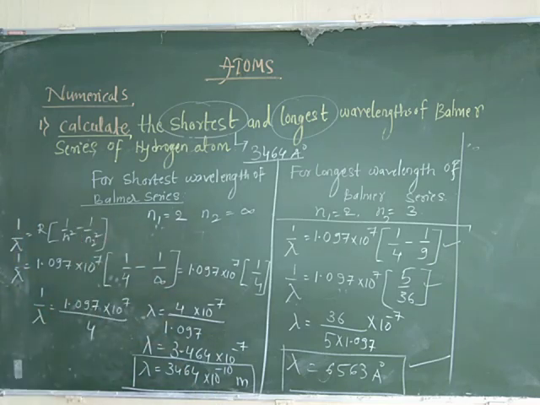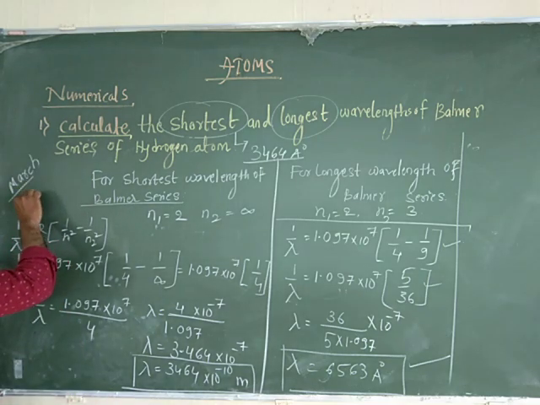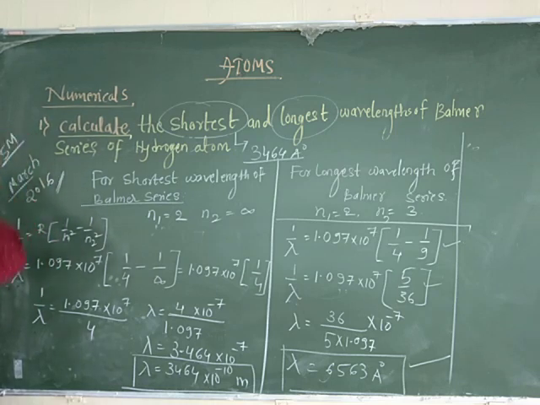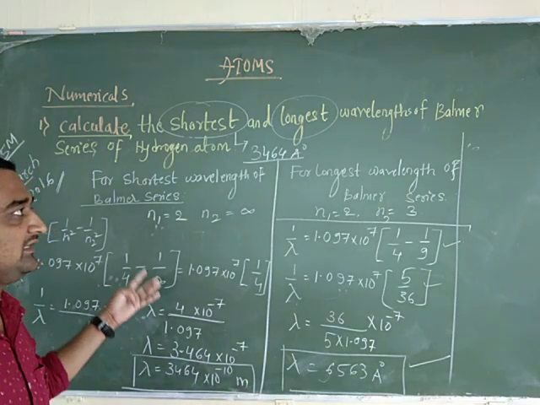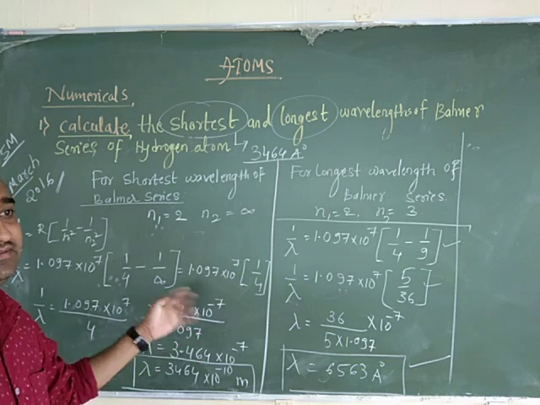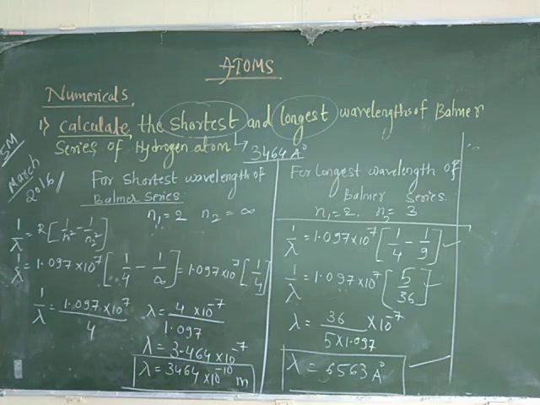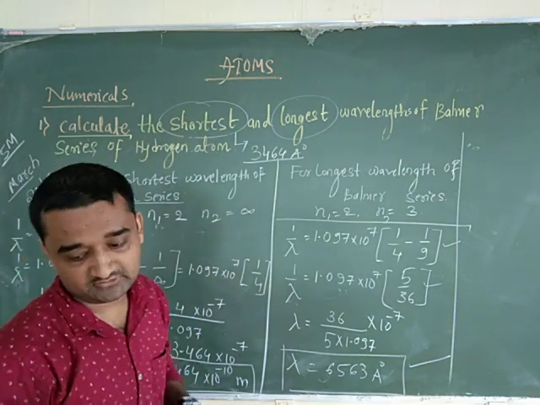So note down this numerical. This is a very important numerical on the chapter Atoms, and this problem was asked in March 2016. In the March 2016 annual examination, this problem was asked for 5 marks. They may ask about other series also, so that's why you should calculate the Lyman, Brackett, Pfund and Paschen series. For all the remaining 4 series, calculate the shortest and longest wavelength.